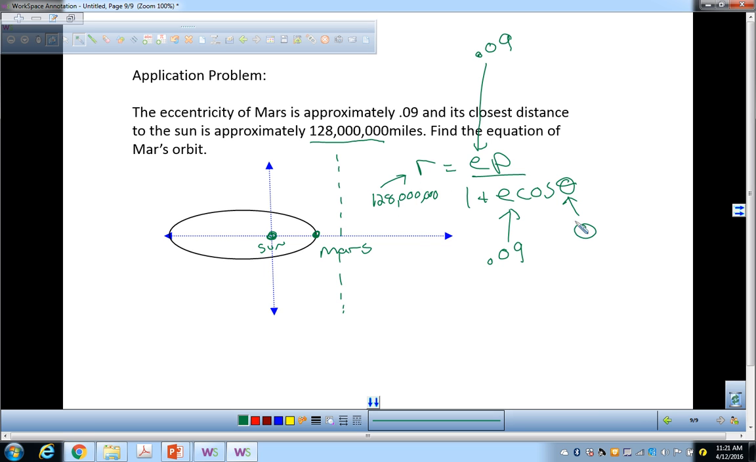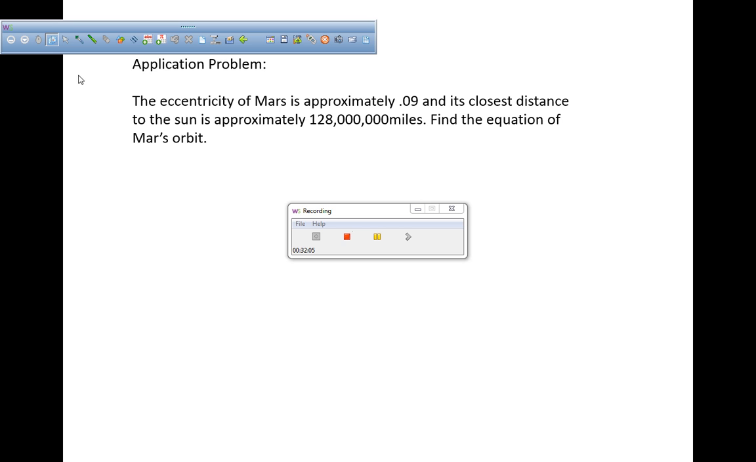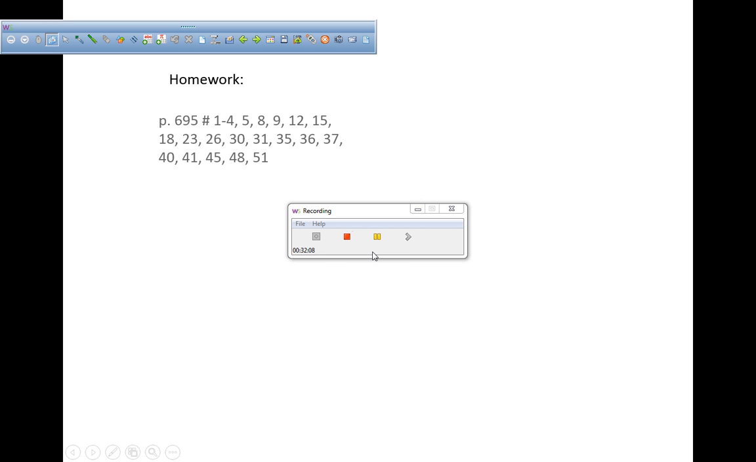So then what you could do, you could solve this equation, find out what p is, and then rewrite the equation with just ep on the top and theta, your variables being r and theta. So you plug in this, and you plug in 0. You solve for p, and then you rewrite the equation with the variables r and theta in there. And you end up getting r equals, I don't know. Okay, that's it. That's your homework.